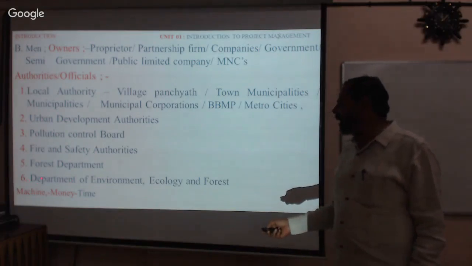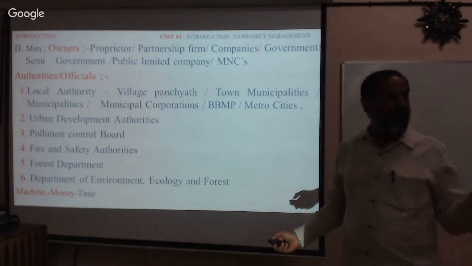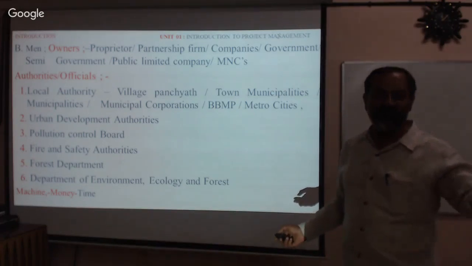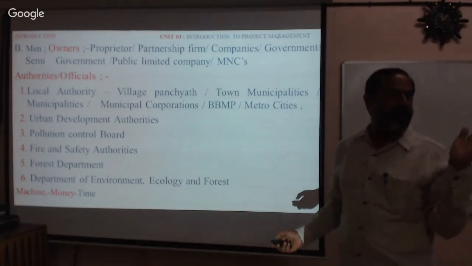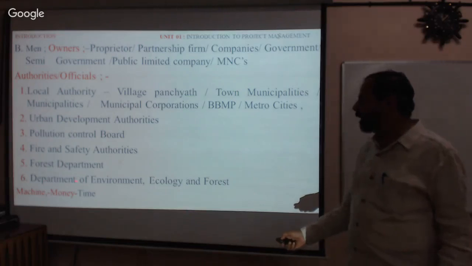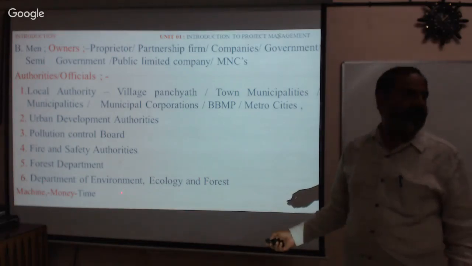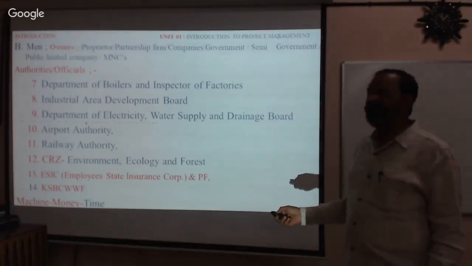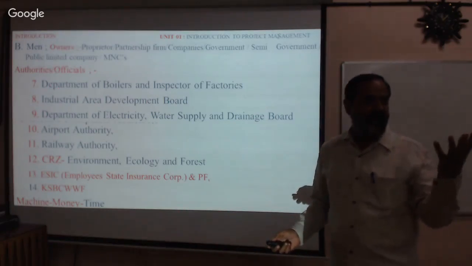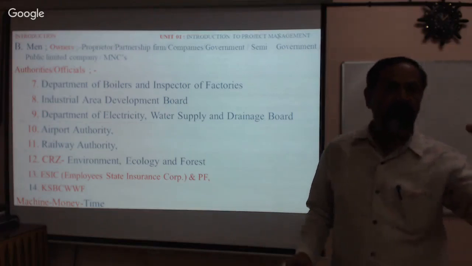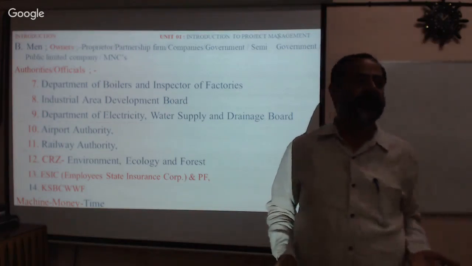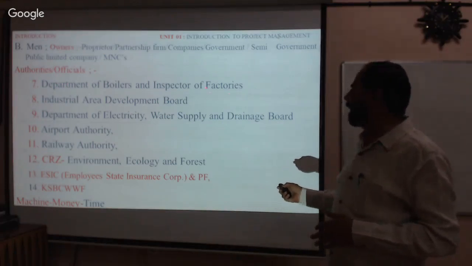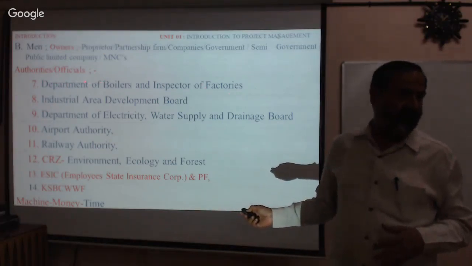If you are constructing a high-rise building, or a polluting industry, or a large industry like MRPL or any other industry, you need to go and take the permission from the department, isn't it? And similarly, if you have put up an industry where more than 20 people are working, we need to submit an application and get their approval. Your drawing should be approved by these authorities, isn't it?